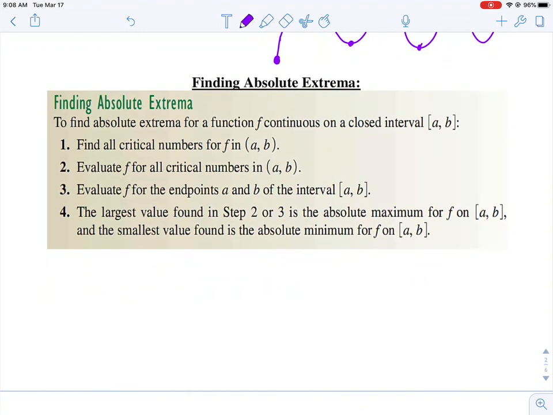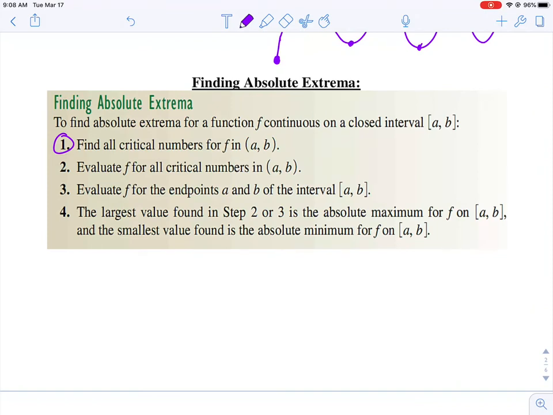Okay, so there are a couple different steps that we're going to follow in order to find absolute extrema. The first thing we're going to do is we're going to find the derivative. We're going to figure out when our function goes up and down, increases, decreases, where that derivative kind of changes, right?